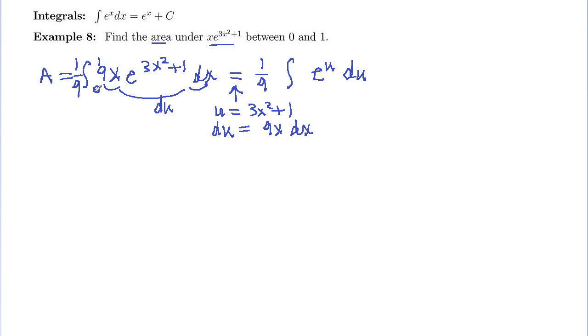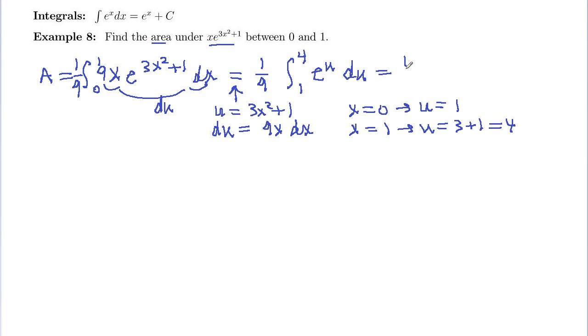And then we have to change our limits of integration over here also. So if x is equal to 0, then our value for u, we want to plug that in here. 3 times 0 plus 1, which is 1. If x is equal to 1 up here, upper limit of integration, then our u is going to be 3 times 1 squared plus 1. So 3 plus 1, 4. So this integral is 1 to 4.